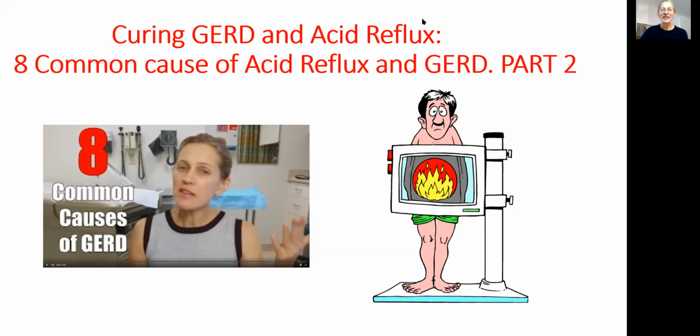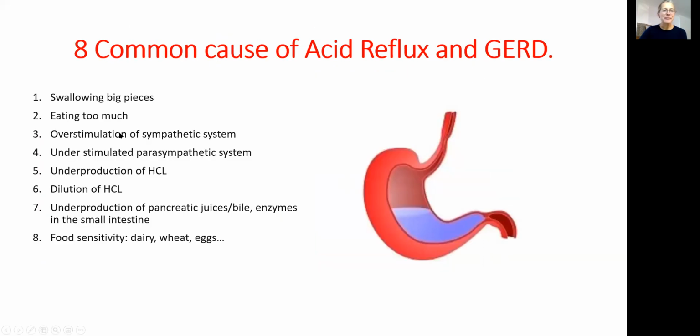Today we will continue our conversation about 8 common causes of acid reflux, and this video is number 2. So let's briefly review them. Number 1, swallowing big pieces. 2, eating too much. 3, overstimulation of sympathetic system. 4, understimulation of parasympathetic system. 5, underproduction of hydrochloric acid. 6 is dilution of hydrochloric acid. 7, problems in the small intestine. And 8, food sensitivities. Now, let's go to the blackboard and talk in details about those problems.